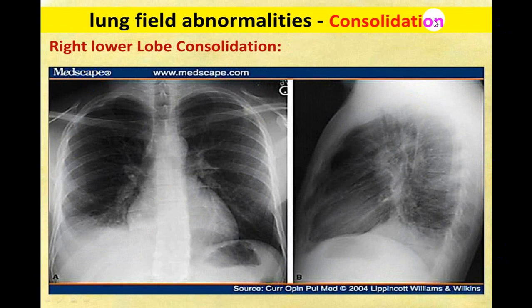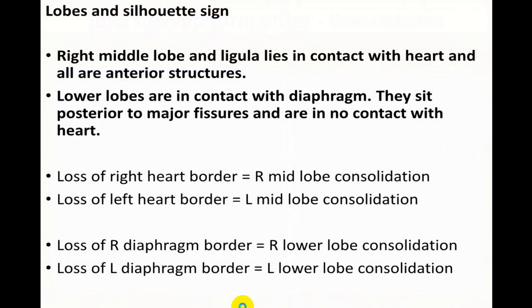Now if you look here, I cannot make out the diaphragm. Right border of the heart I can see clearly, and this is an opacity, and in a lateral view this is the opacity. This is right lower lobe consolidation, and you can see a little air bronchogram here. Air bronchogram can be seen here. So this is the right lower lobe collapse.